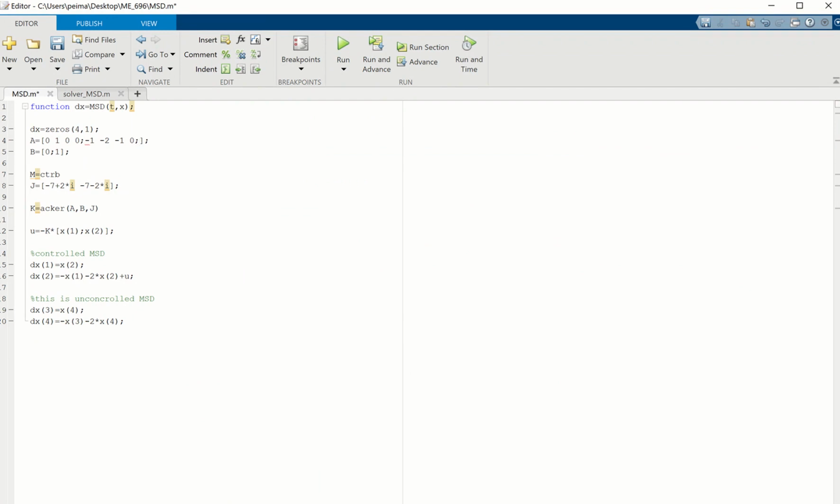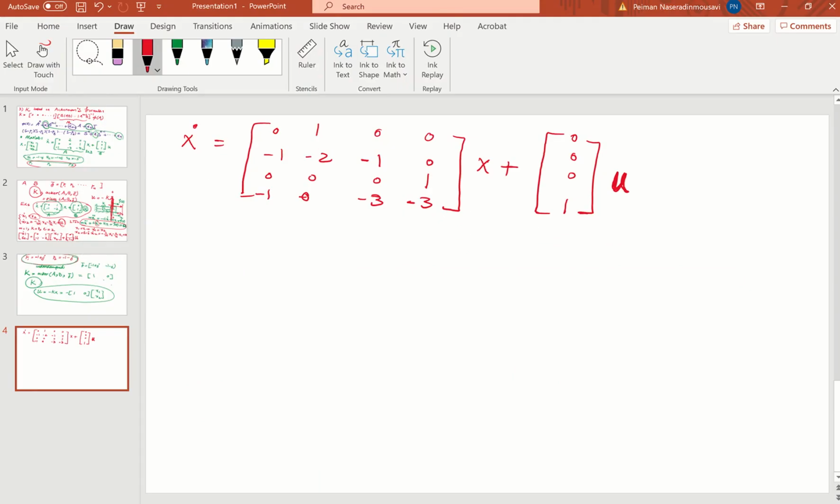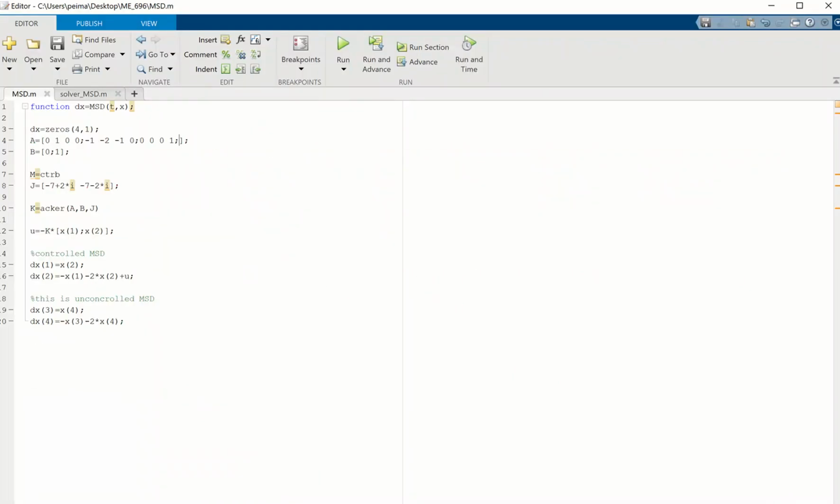-1, -2, -1, 0, -1, -2, -1, 0. And here was 0, 0, 0, and 1. And here was -1, 0, -1, 0, -3, -3. And your B is 0, 0, 0, 1. So controllability matrix, I'm not doing with this.